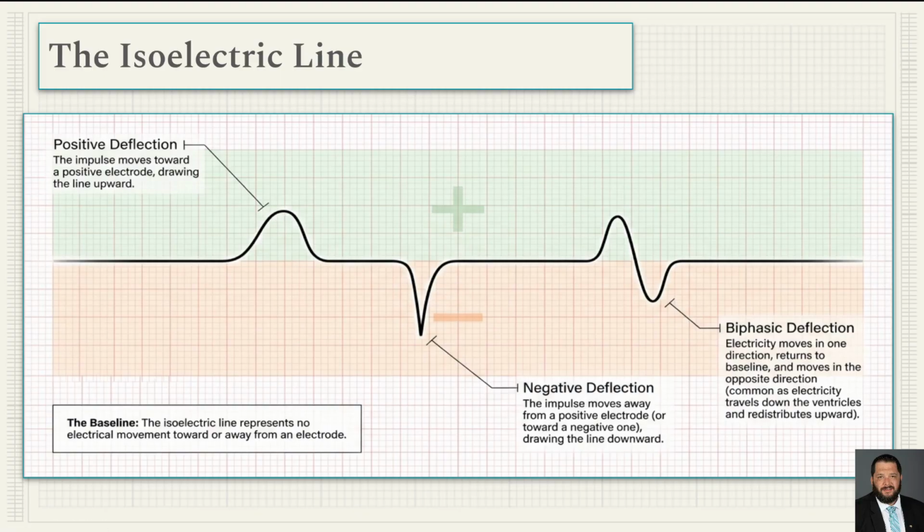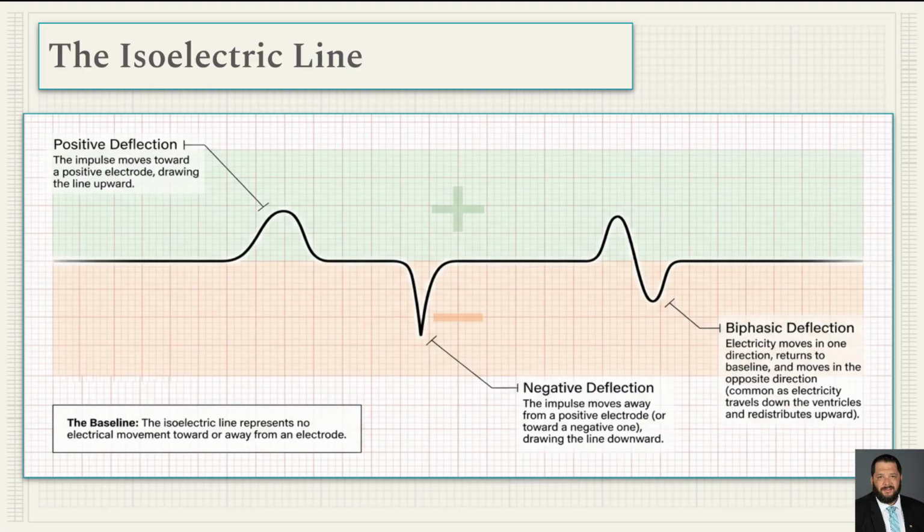Okay, so now let's talk about the tracings and how they work. So when a line is printed on the graph paper, you have a baseline across the middle where there's no deviation. This is called your isoelectric line, and it represents no electrical activity within the heart. There's nothing changing, nothing's going on. This is the period of electrical silence.